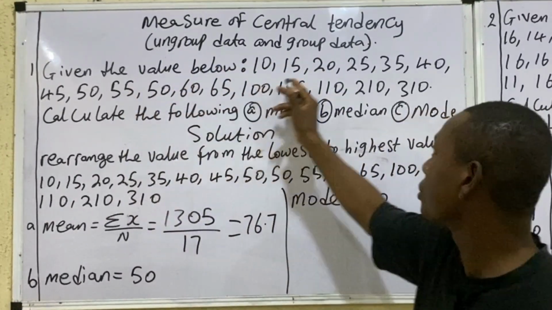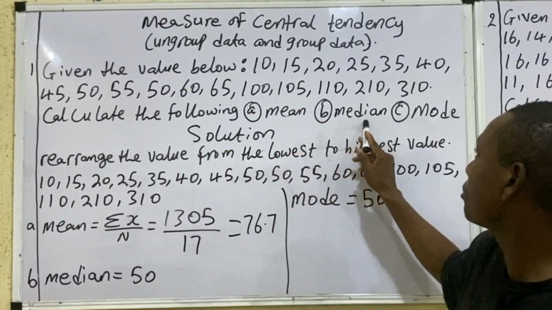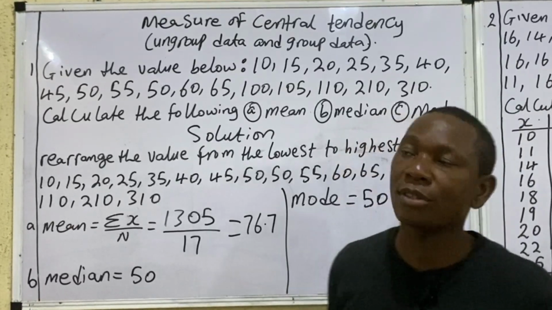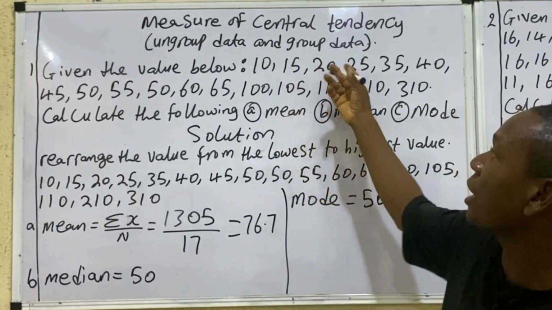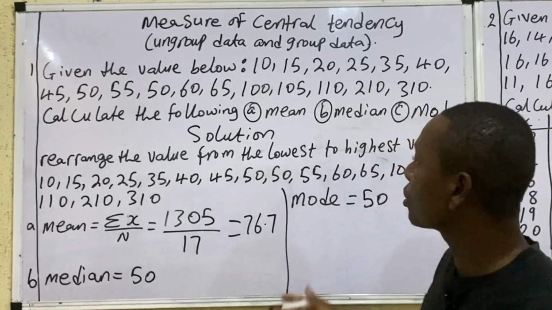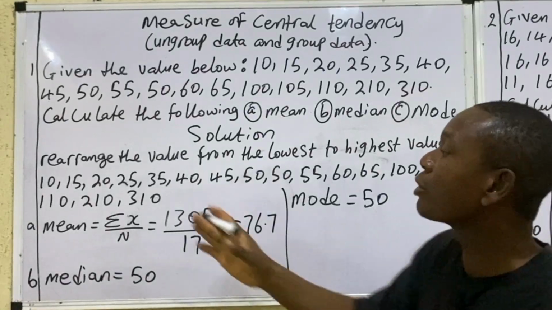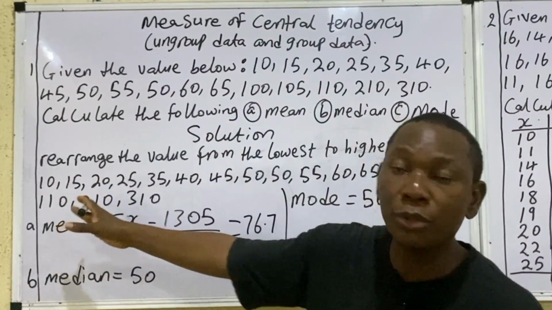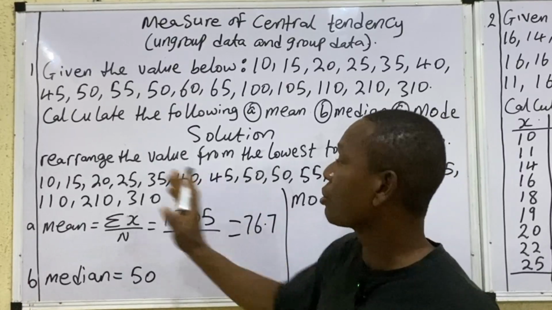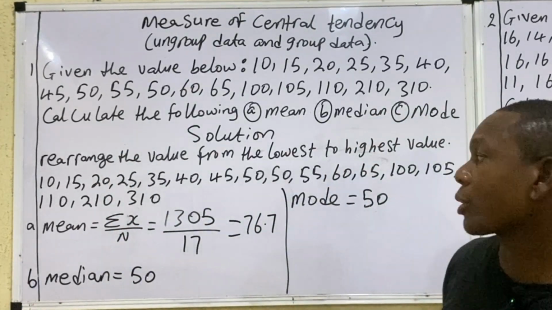Given the values below, you can see the values on the board. Calculate the following: the mean, median, and the mode. Now, how do you do that? It's very simple. For this data that is not too bulky, the first step is to rearrange the data, either from the smallest value to the highest value, or from the highest value to the smallest value. Either way, you will get your correct answer.